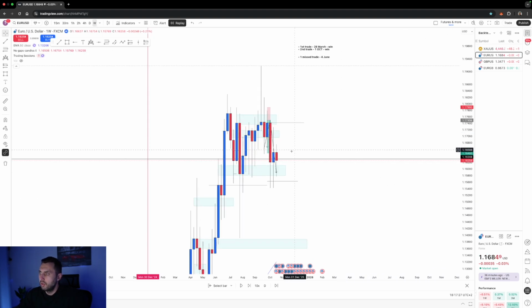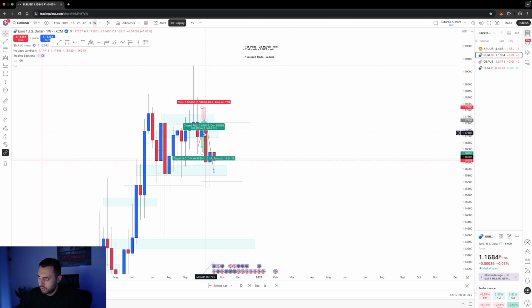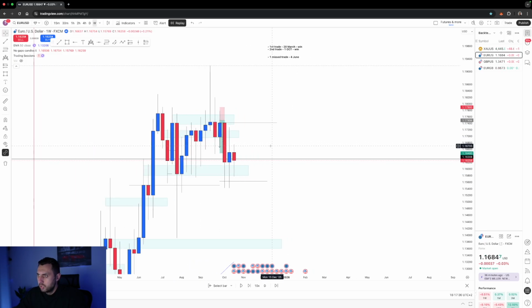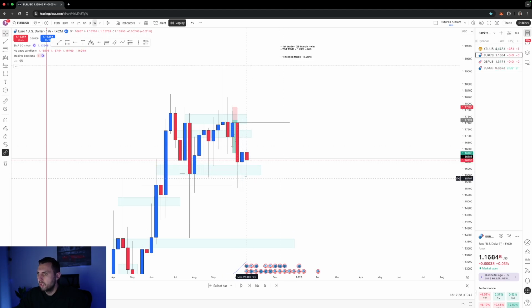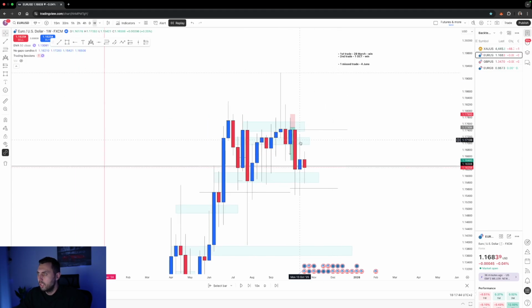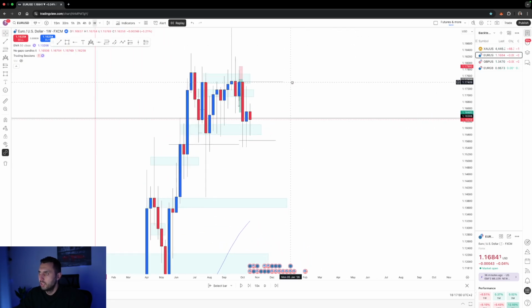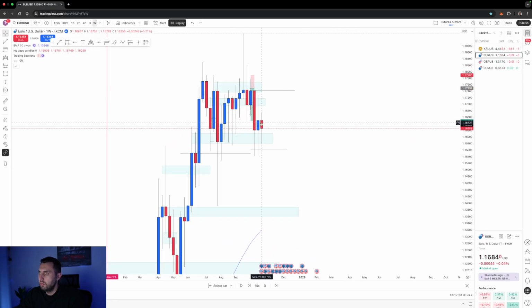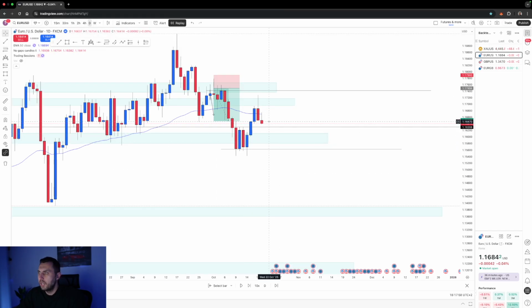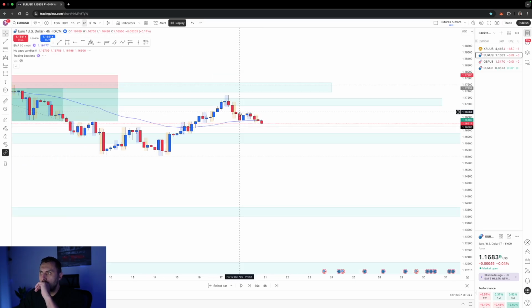So the thing is, let me remove this. For me, this zone is not really a rejection in order to go long. It's not really a high or low on the weekly. It's a zone. Maybe this could push much lower. So that's why I'm thinking that this zone could be a lower high on daily. So on the 4 hour, let's see what's going on.